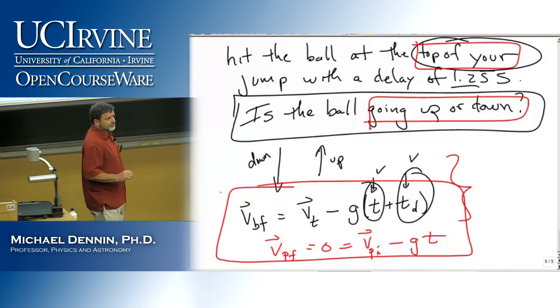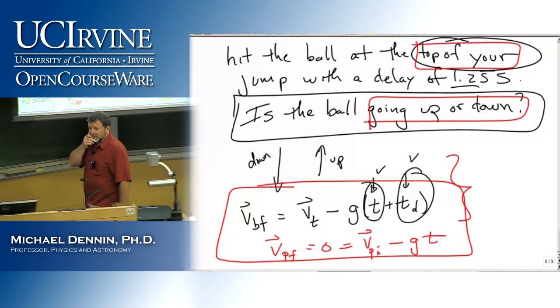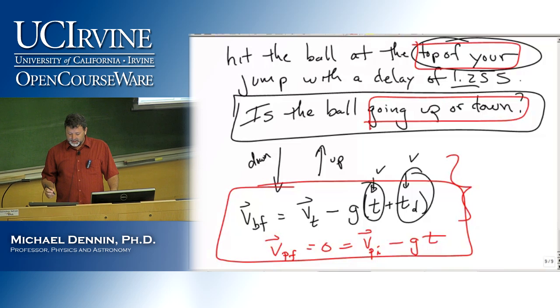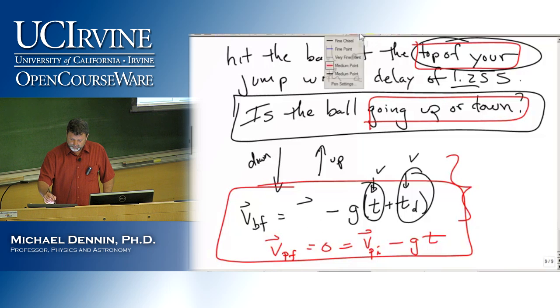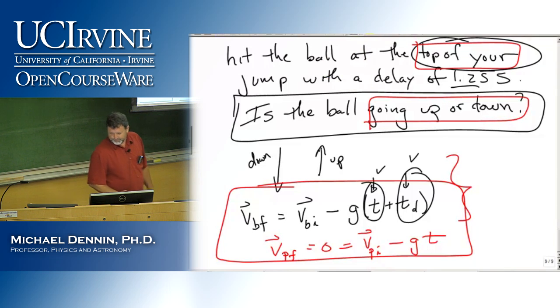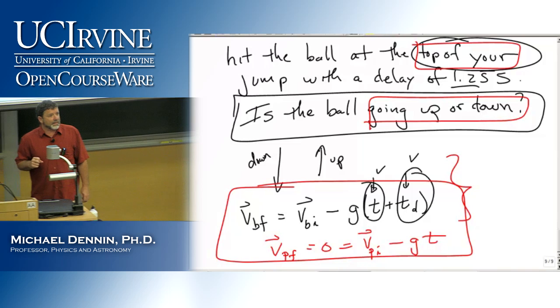Any questions on that? Yes? Is the velocity t the initial velocity of the ball? Velocity t is, I don't know why I put a t down there. That's a good question. It's the velocity of the ball initial. I was probably just thinking ahead of myself. Other questions?